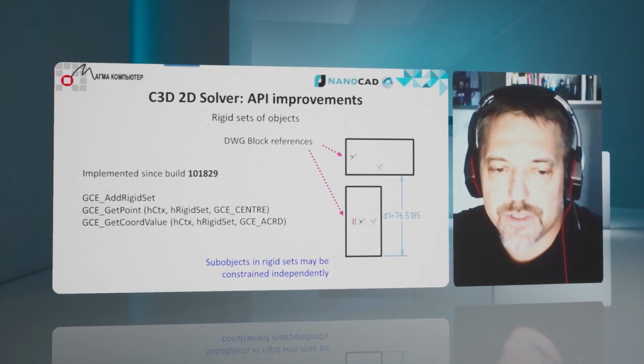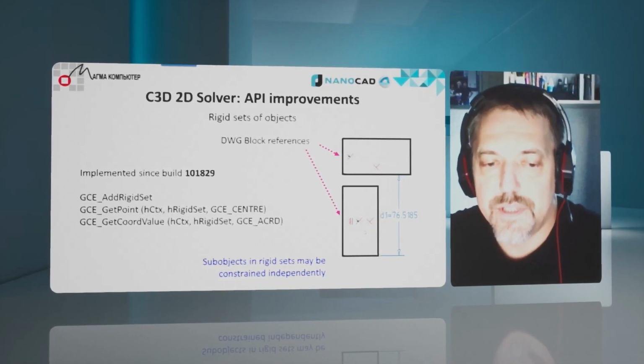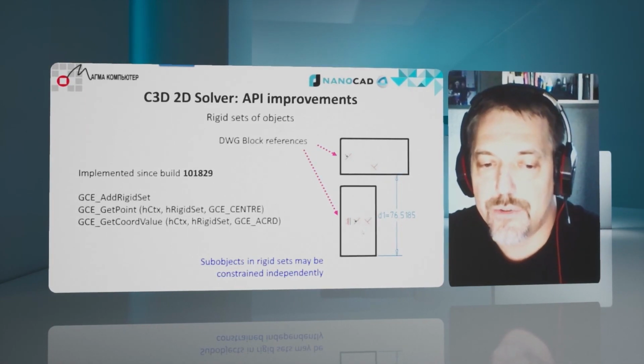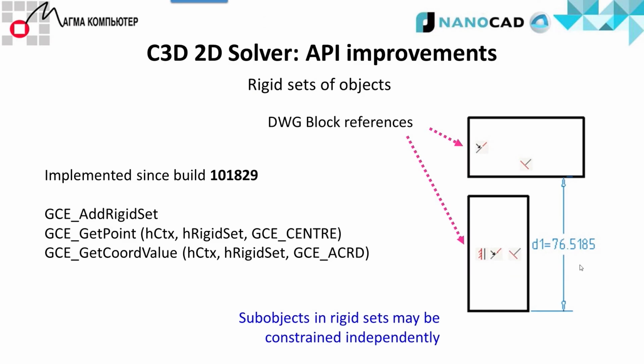Rigid sets in the 2D constraint system. Initially, the 2D Solver in C3D didn't have an API to create such objects. A rigid set is a set of geometric primitives that are fixed relative to each other. In a DWG model, such sets are required for applying constraints between instances of block references.